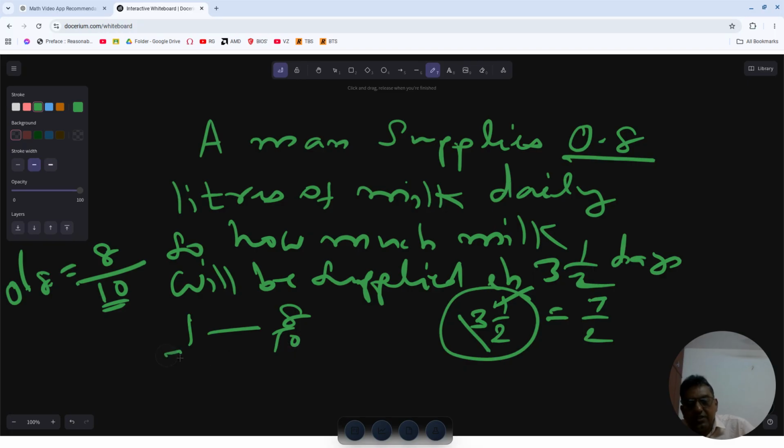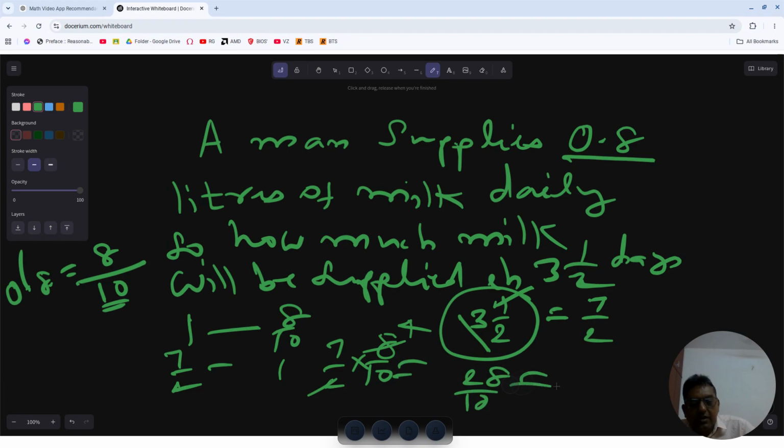So in 7 by 2 days he will supply 7 by 2 into 8 by 10. So 2 fours are 8, 2 ones are 2, and the answer becomes 7 fours are 28 by 10. Now here in the denominator 10 is occurring, that means we have to put 28 here, and for the 0 you move this side and put a point here, so 2.8 liters.